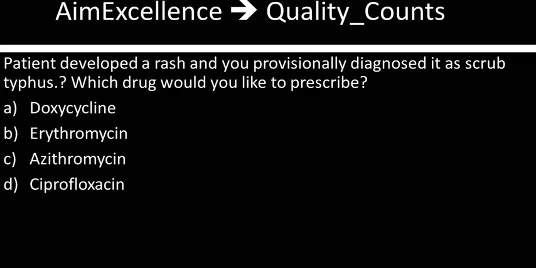And the last question that we can go for, we are just mentioning these questions because they concern diseases having dermatological manifestation. The patient develops a rash, which is a dermatological manifestation, and you provisionally diagnose it to be scrub typhus. Which drug would you like to prescribe? Here also CDC prescribes doxycycline. This is the drug of choice in scrub typhus.